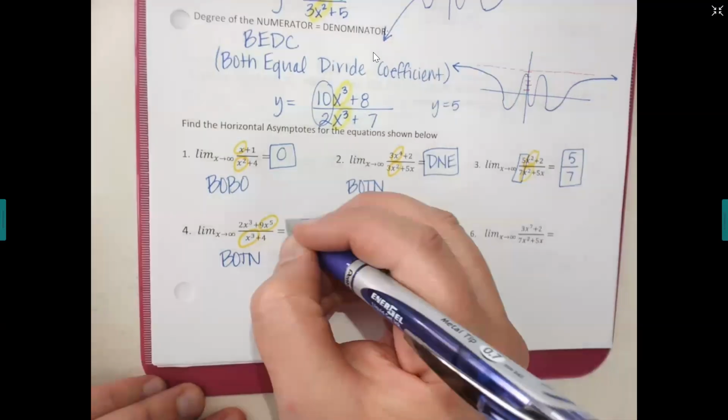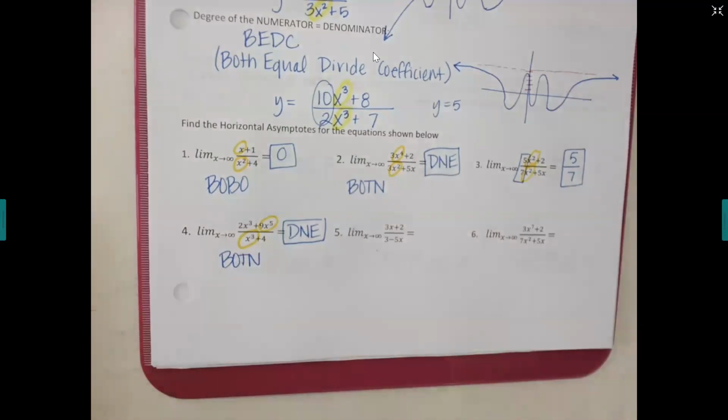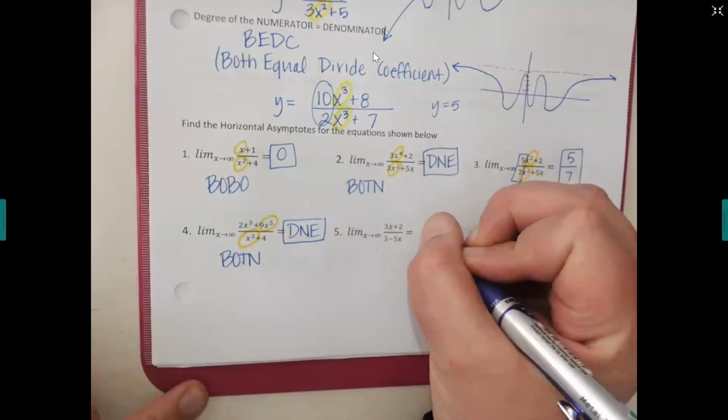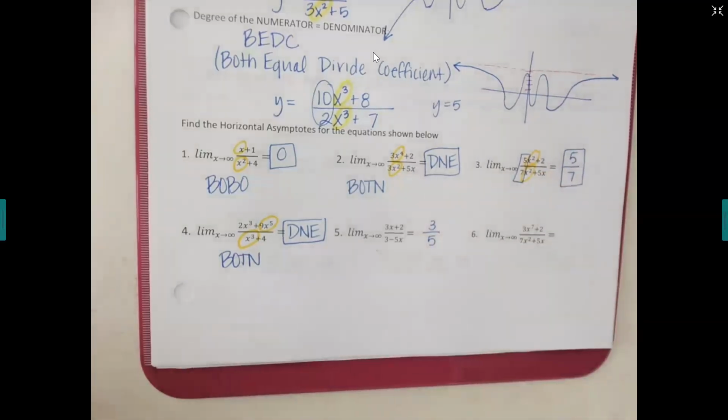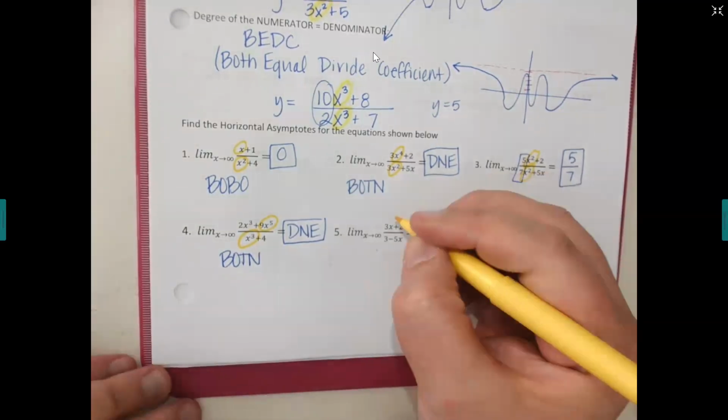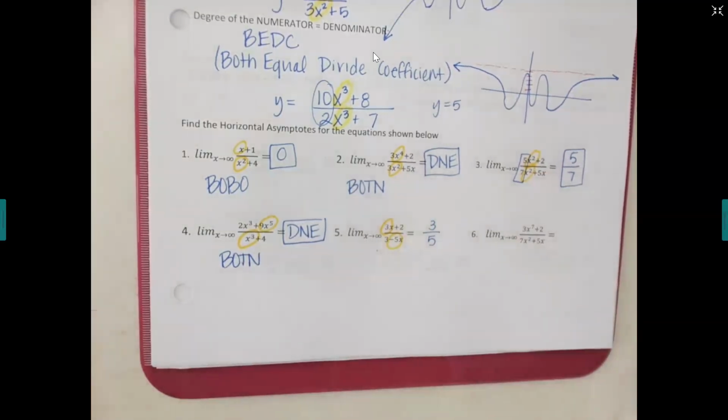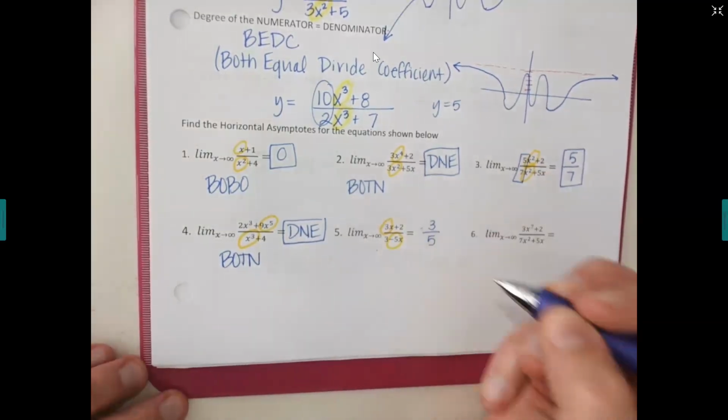Okay, then let's do the next one. Dawson, what did you put for number 5? Is it a Bobo, a Botan, or a Betsy? It is a Betsy. Very good. And what numbers did you divide? 3 divided by 5. So the answer is 3/5. Is that correct? What are we missing? Okay, good. I tricked you. It's 3 divided by -5, right? Because it's a minus 5x, which means we need that negative there.